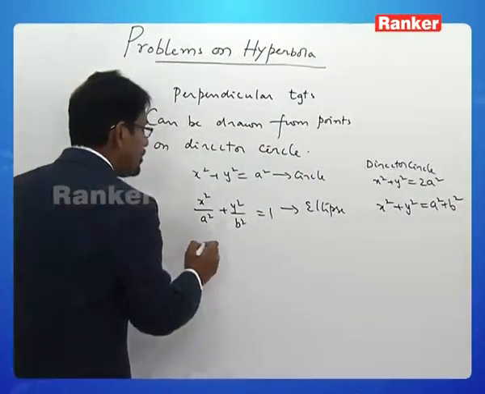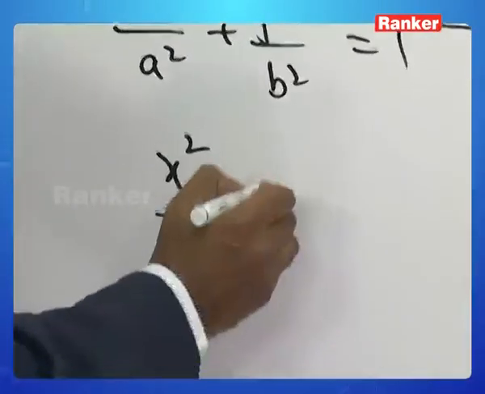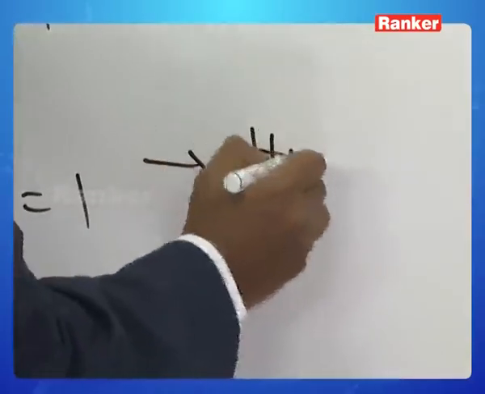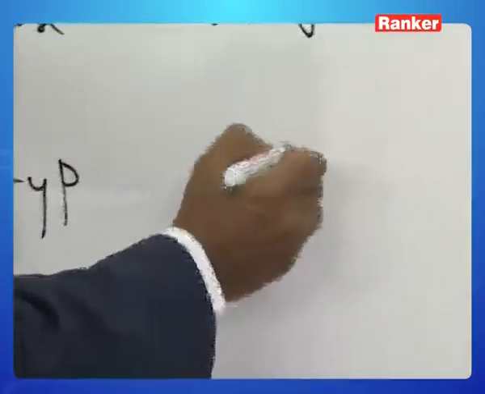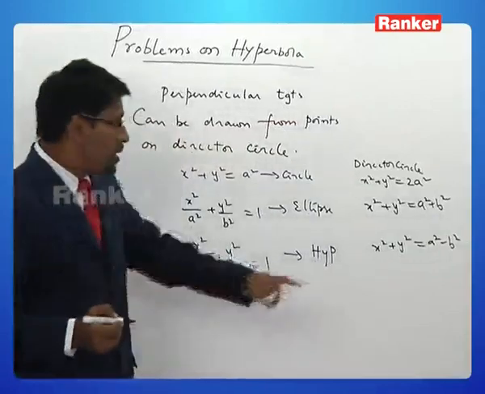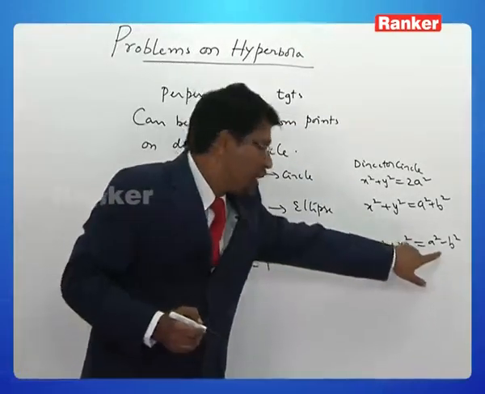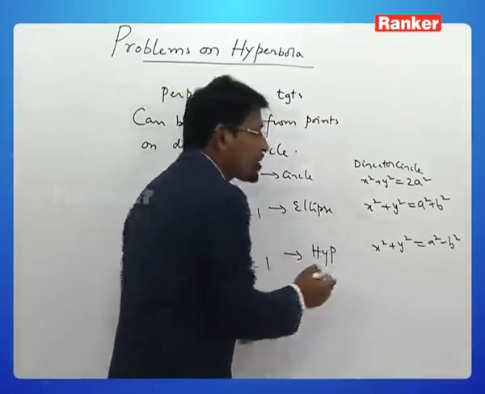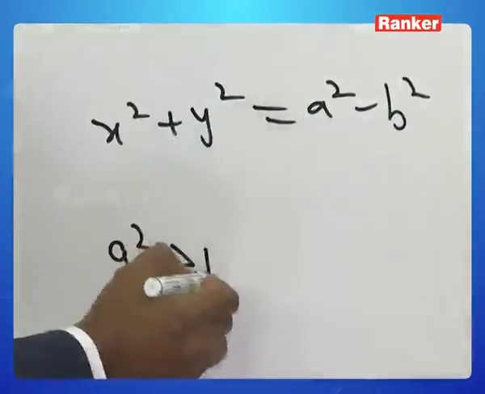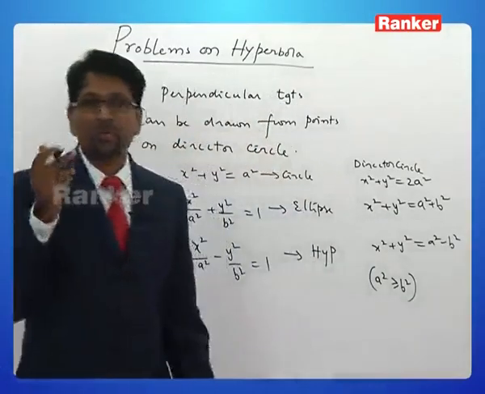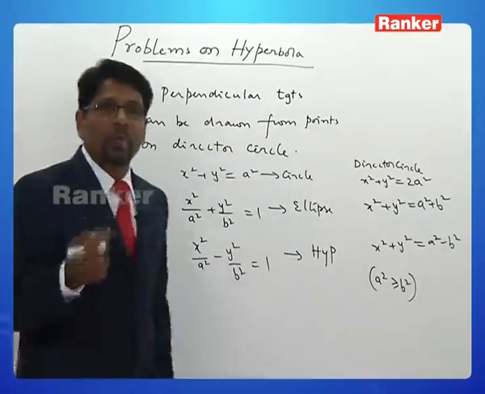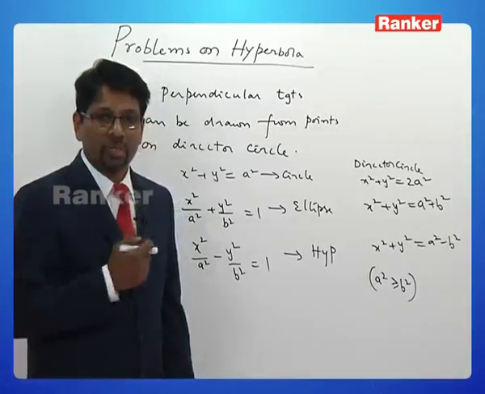And for the hyperbola, x square by a square minus y square by b square is equal to 1, the director circle is given by x square plus y square is equal to a square minus b square. Now this equation will yield real points, it will be a real circle, provided a square must be greater than or equal to b square. So if a square were to be less than b square, for a hyperbola, we will not be able to draw perpendicular tangents to such a hyperbola.